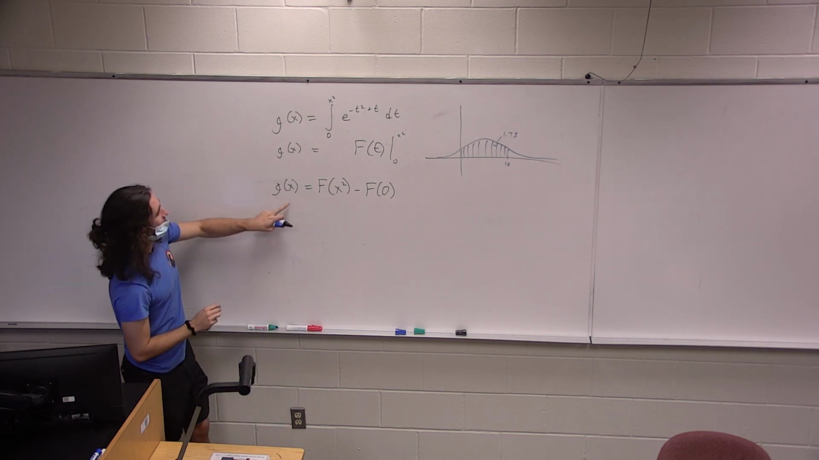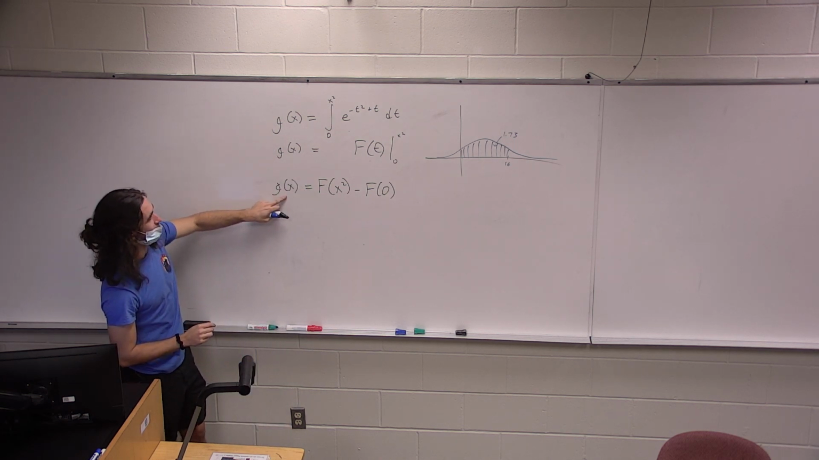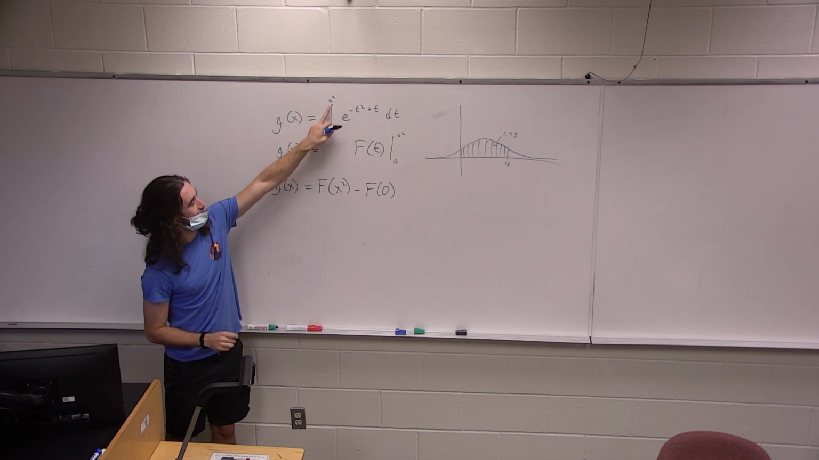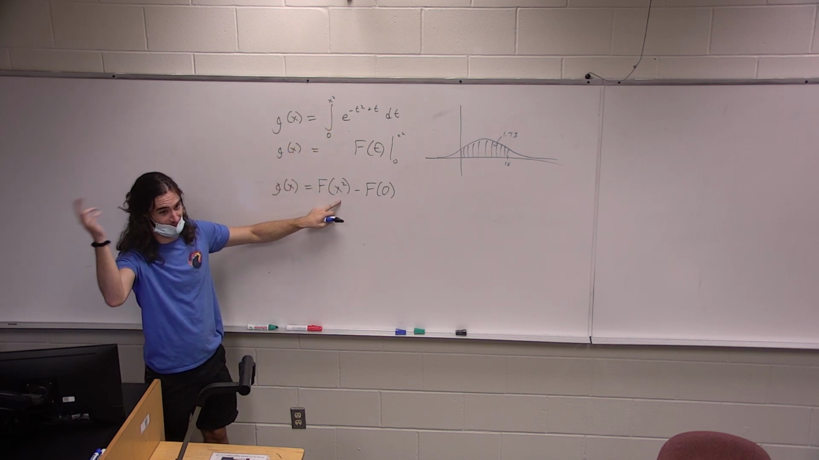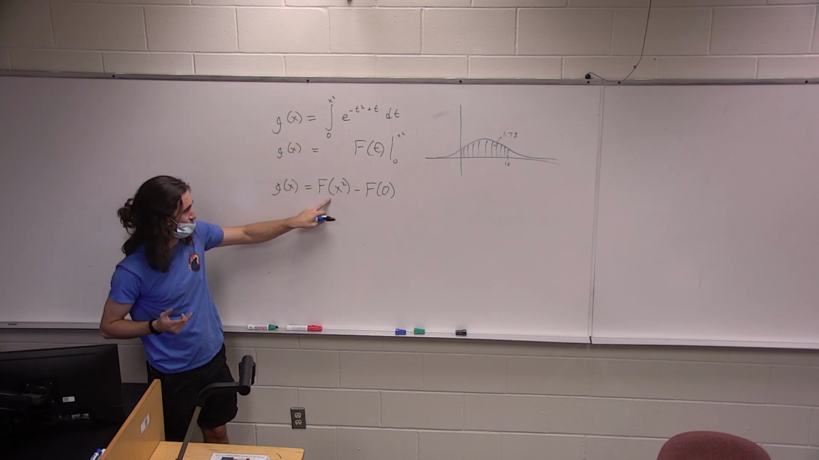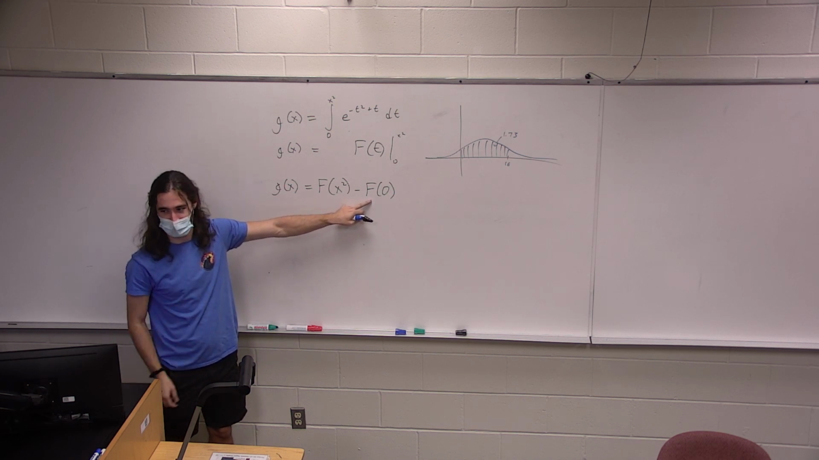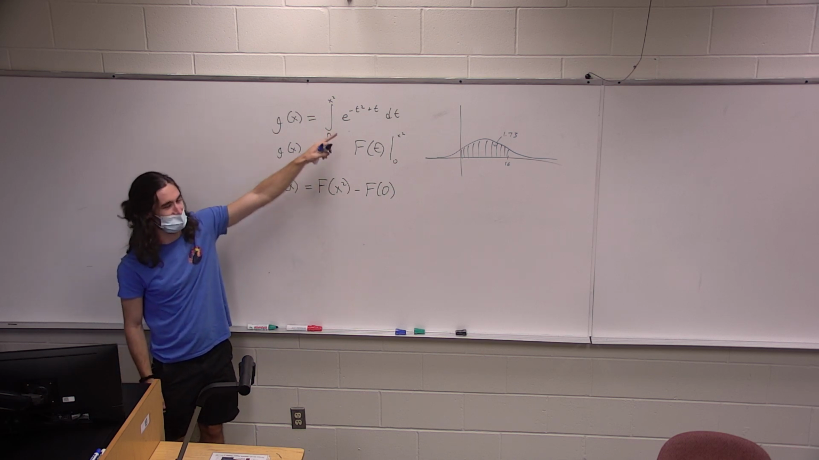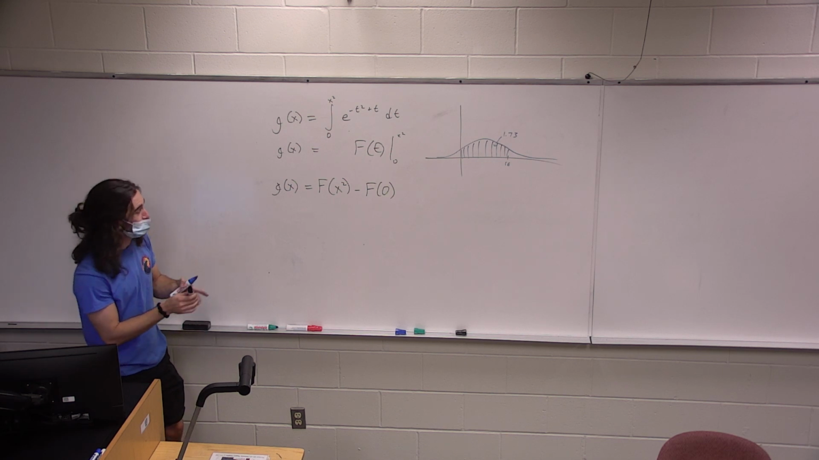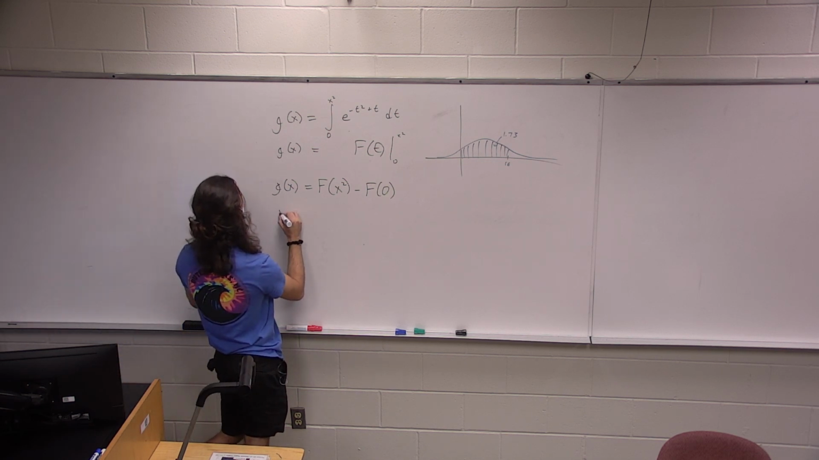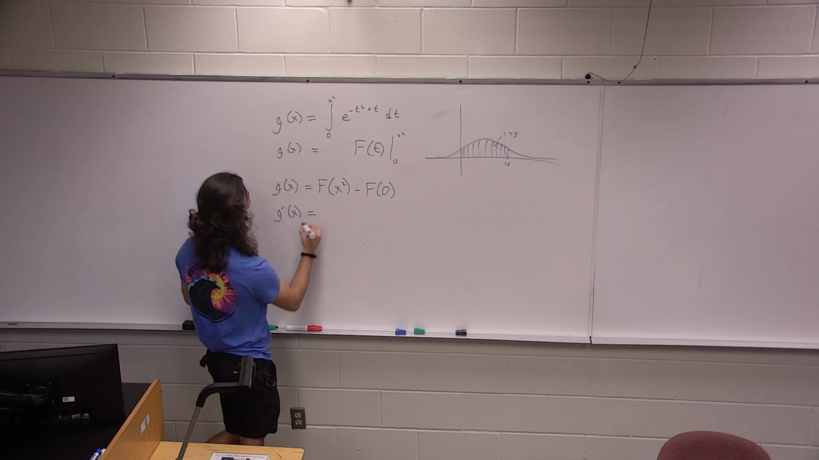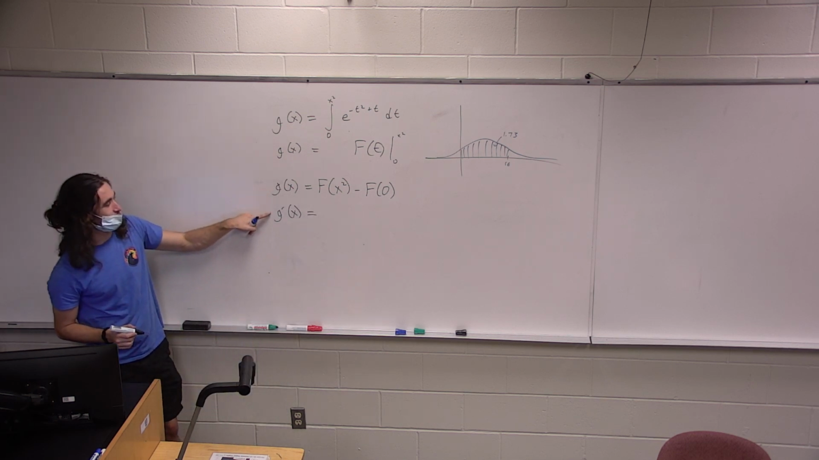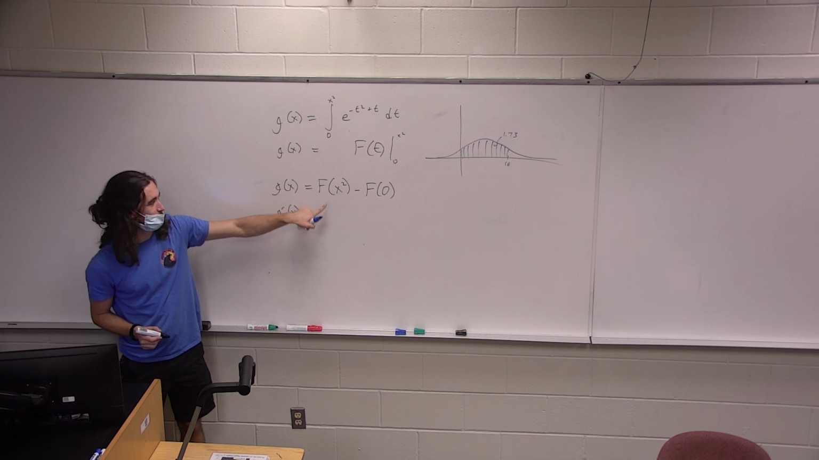So here we have it. I've just rewritten the expression for g, but instead of using the integral symbol, I've made up this name of a function F. I don't know what F is, but I do know it's the antiderivative of that. And now check it out. They're asking, what is g prime? So they want us to take the derivative of this.